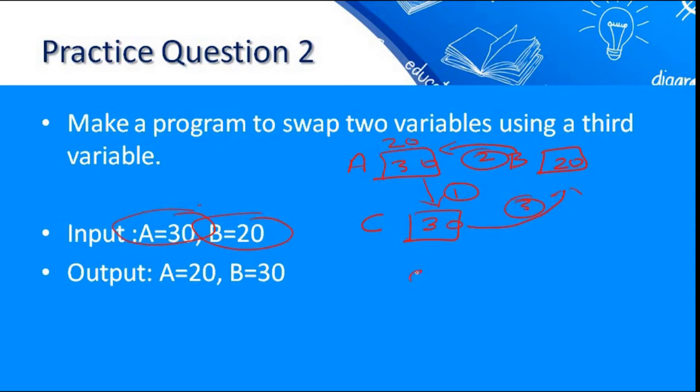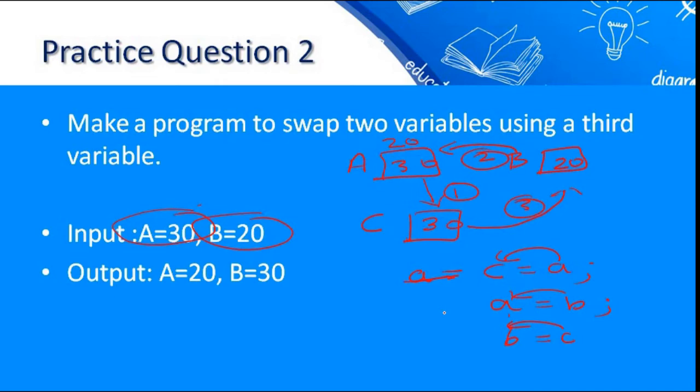How are we going to write it? Like a, first of all we have to transfer the value of a into c. Then in the second part we have to transfer the value of b into a. So we will write this. And in the third step, we have to transfer the value of c into b, like this. Okay, and in this way we can swap two variables using a third variable.